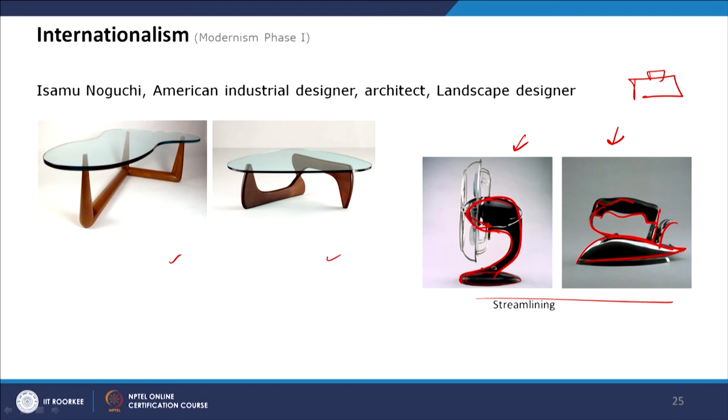Streamlining also has a similarity with the tensile and shell structures in our architecture, where the shell structure, which is also the structural material, will create a form like Eero Saarinen's work. So the form is not minimal, and also shows the structural stability, and creates the aesthetics from the outside. So this is something in between streamlining and the internationalism movement. He is also a landscape architect, with a few examples in the landscape domain.